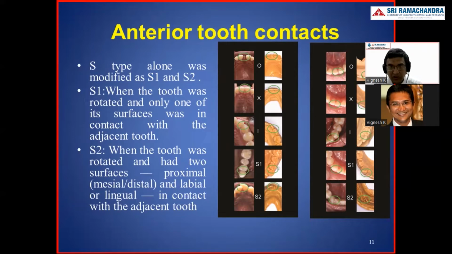Once again, we are showing you pictorial representations of the maxillary and mandibular anterior region and the associated study cast to show you the OXI and the S type, which was modified into S1 and S2.